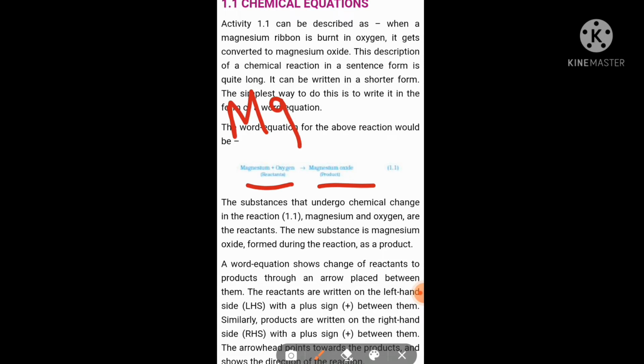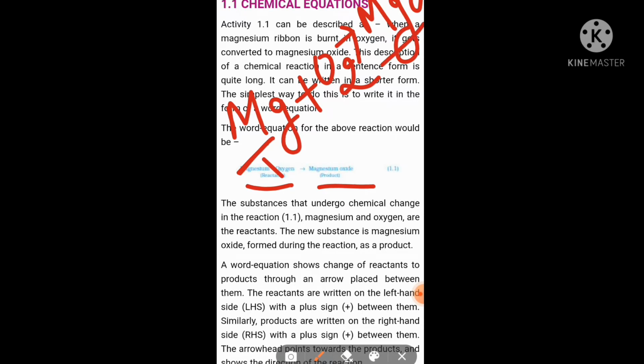Magnesium, the symbol of magnesium is Mg, plus oxygen, it forms magnesium oxide. Okay. Now, a chemical equation is said to be balanced if the number of atoms of each element on both sides are equal. Now see the number of atoms. Magnesium has how many atoms? 1. The RHS side also 1. Now oxygen, this side is 2 and the RHS side is 1.